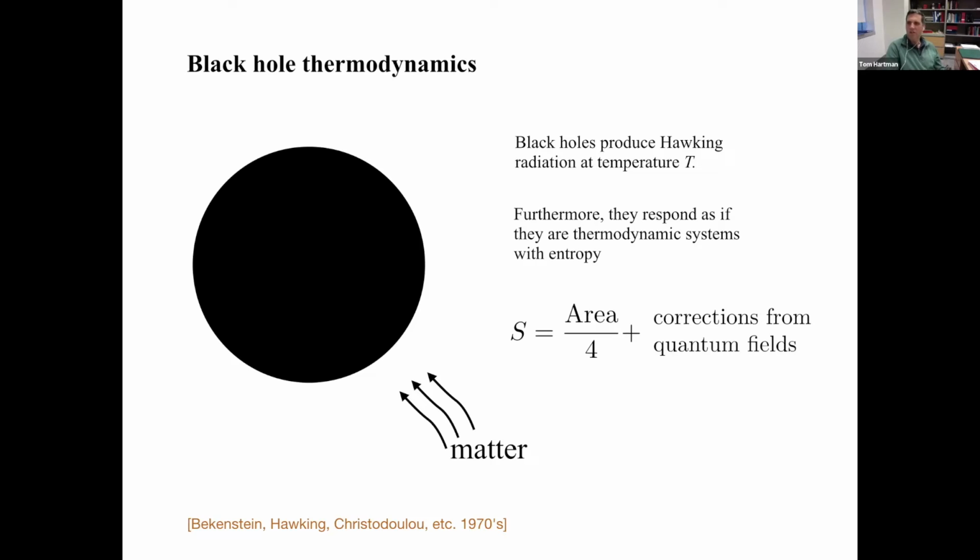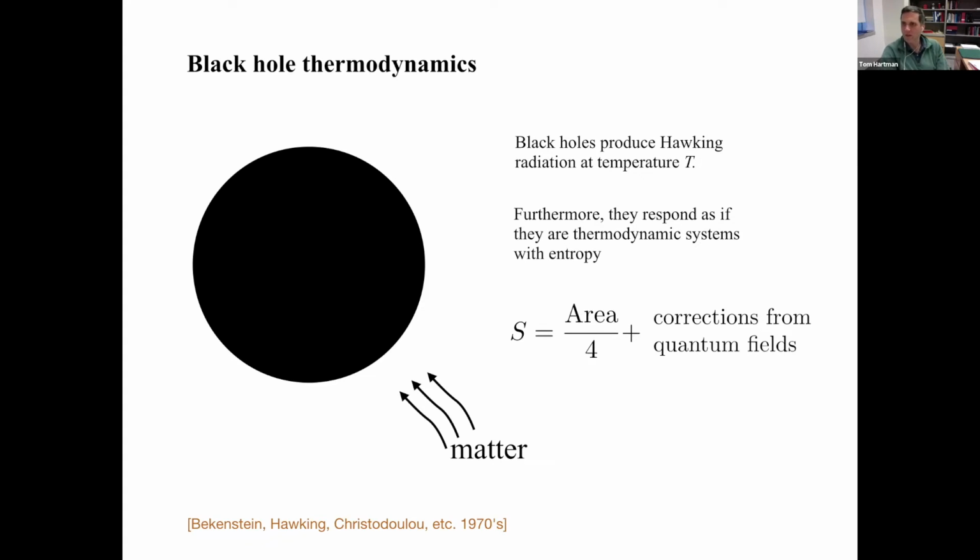And they obey these laws with a formula for the entropy, which is 1/4 the area of the black hole horizon. This is measured in Planck units, so it's an enormous number for an astrophysical black hole. Sagittarius A star is the black hole at the center of our galaxy, the Milky Way. The entropy is 2 to the 88. So this is some huge number of degrees of freedom that the black hole should have.